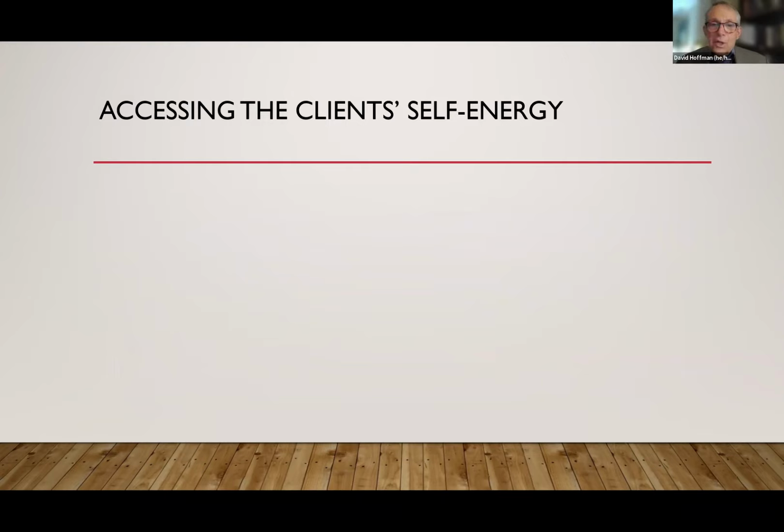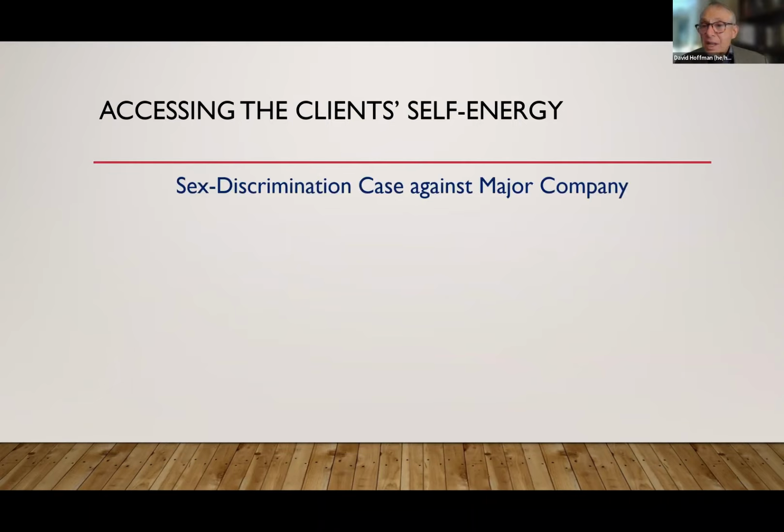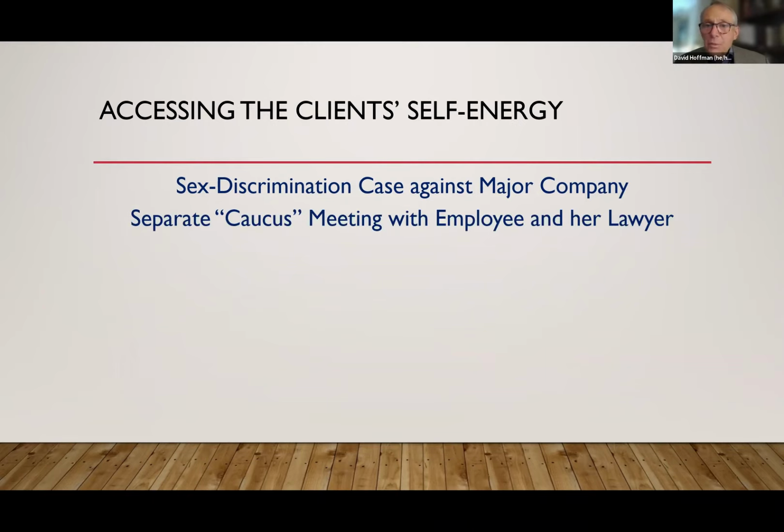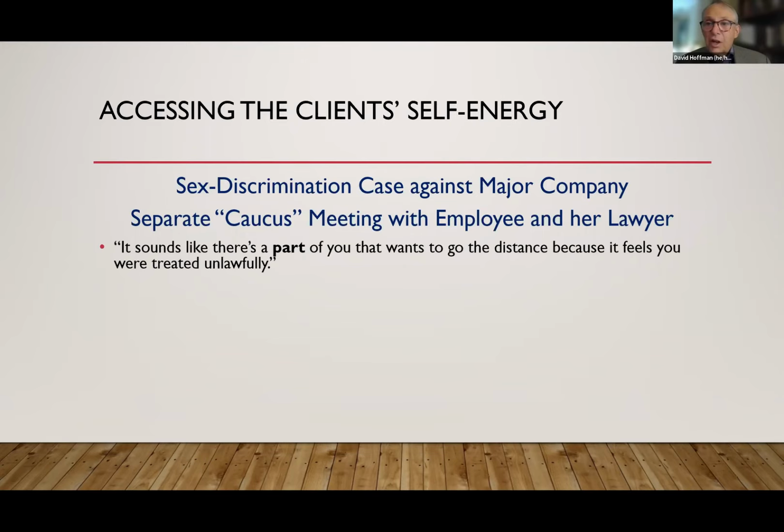So here I have a story about a sex discrimination case against a big company in which the plaintiff employee who had been laid off, they said her job was eliminated, but she thought it was sex discrimination. I'm having a separate caucus meeting with just her and her lawyer. It's the end of the day. There's $250,000 on the table, last and final offer, and she needed to decide, whether to accept the offer or not. She was the primary earner in her family.